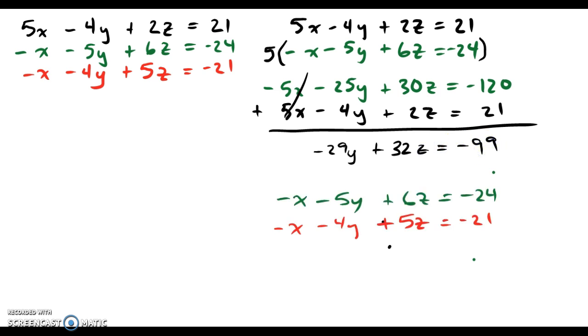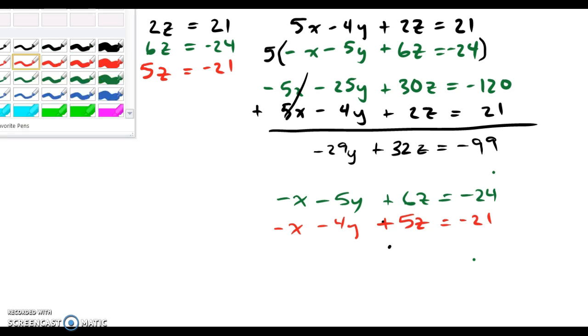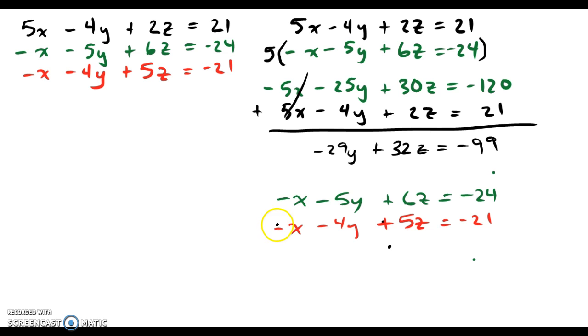Now I'm going to take the green and the red one. So I took two other ones. Actually, one of them is the same, but I took the other one, and now I'm going to get rid of the same variable. Okay, and you're going to see the reason why. I'm going to subtract these.